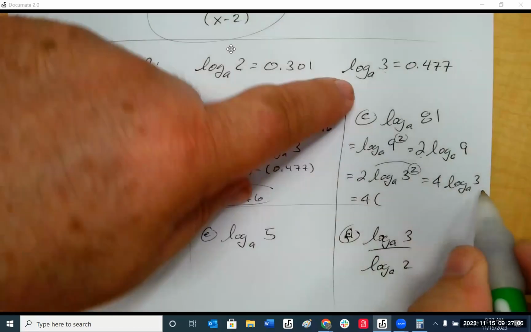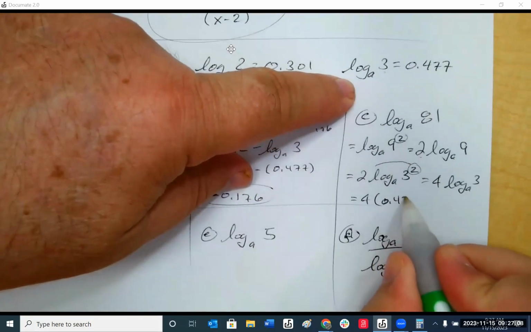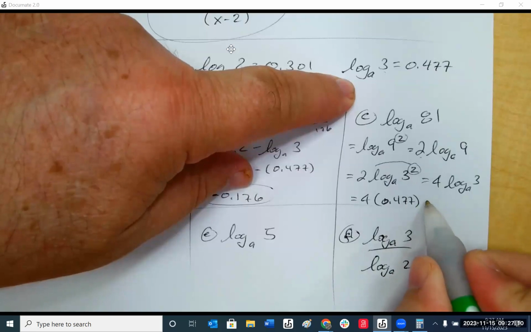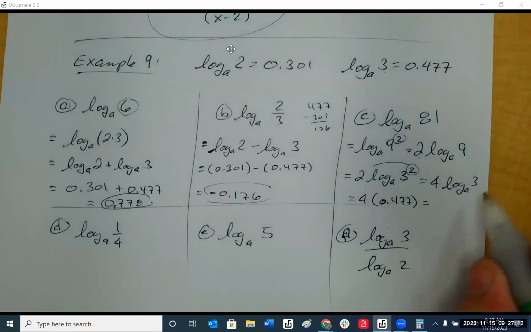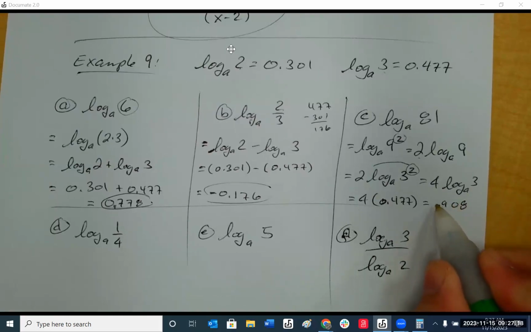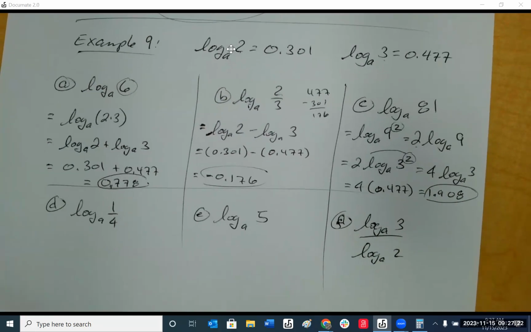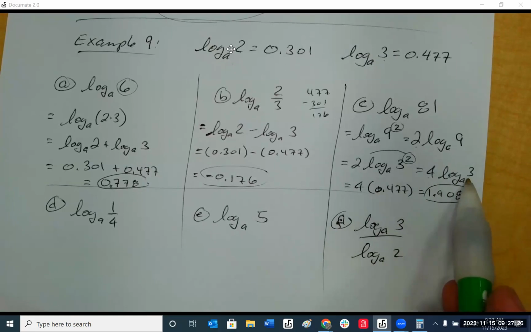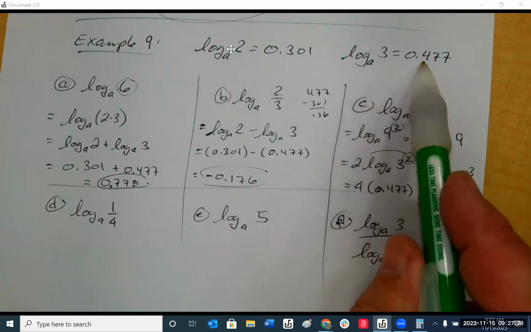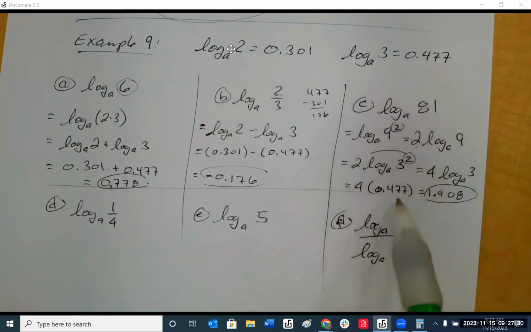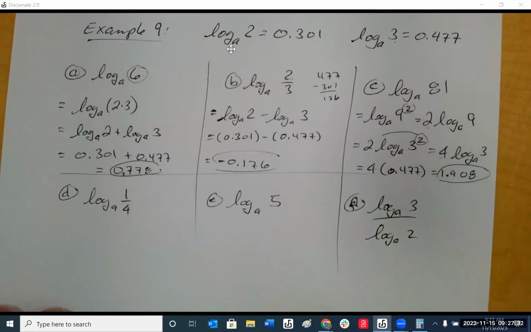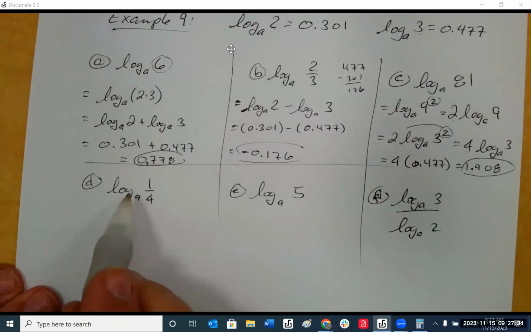Log base a of 3 is 0.477. It's 4 times log base a of 3. Log base a of 3 is 0.477, so the answer is 1.908. So we do the same thing in this one.